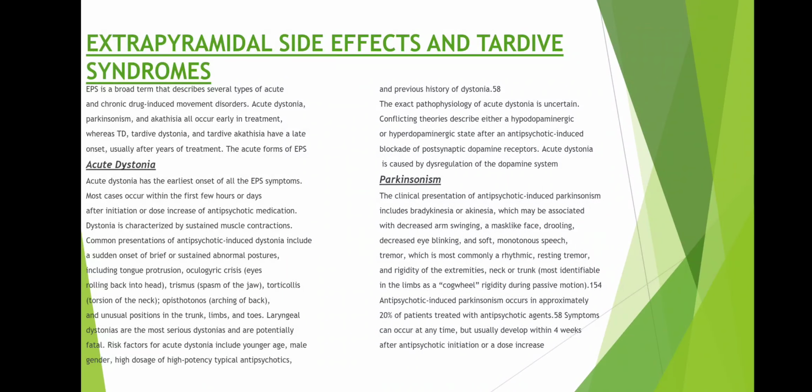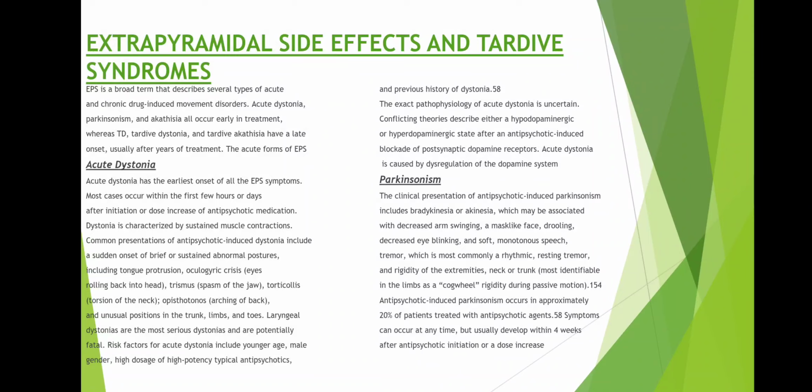Let's discuss extrapyramidal side effects and tardive syndromes, that is EPS and TD. What is EPS? EPS is a broad term that describes several types of acute and chronic drug-induced movement disorders. Acute dystonia, Parkinsonism, and akathisia all occur early in treatment, whereas TD and tardive akathisia have a late onset, usually after years of treatment.